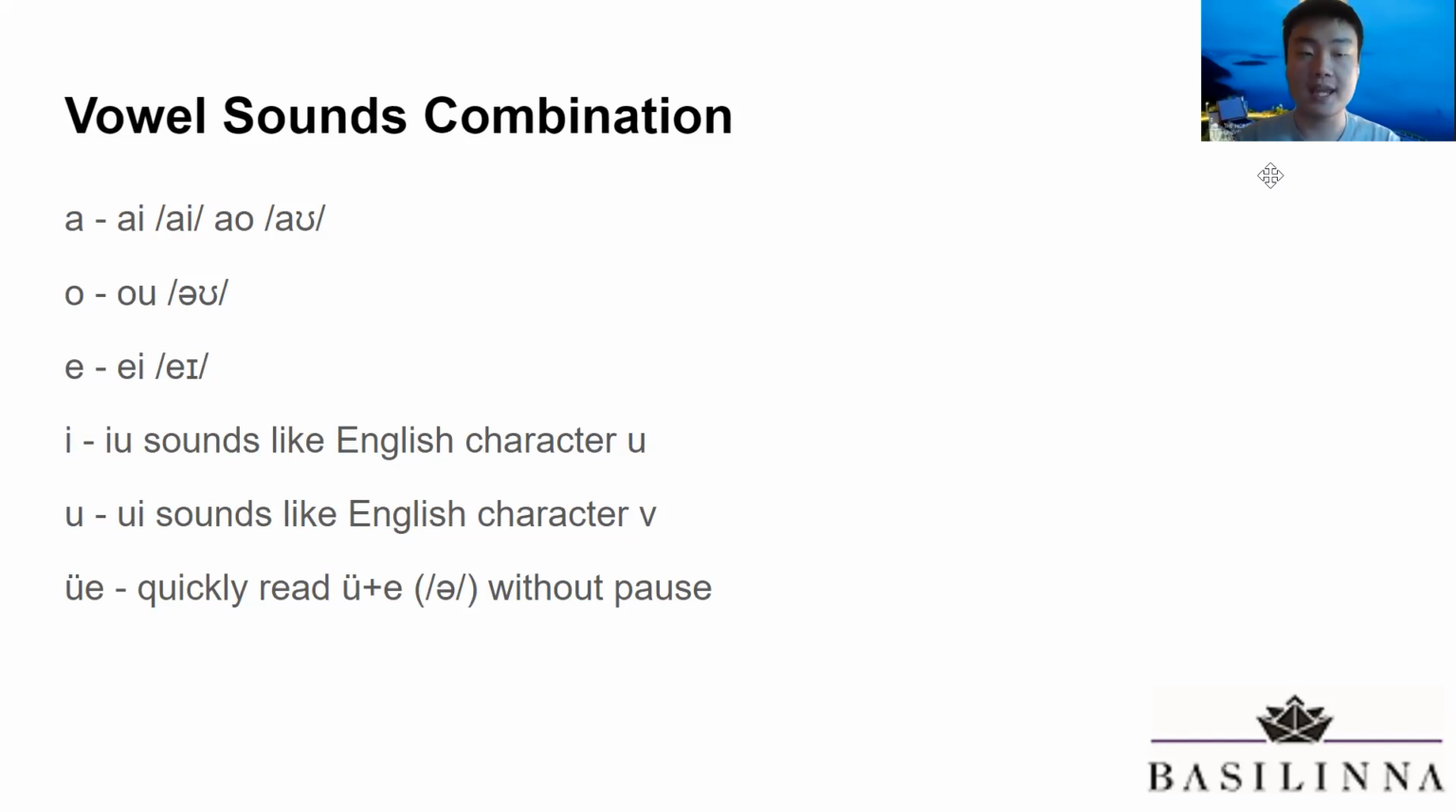Okay. After that, let's look at some very easy combinations of vowel sounds. The first one would be ai, similar to English sounds. The second one would be ao, also similar to an English sound. Next one, starting with a would be an. The next one would be ang.